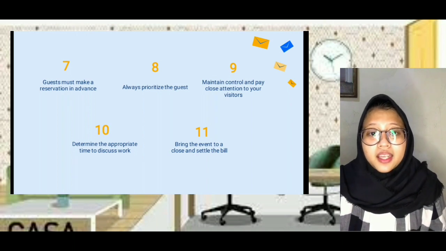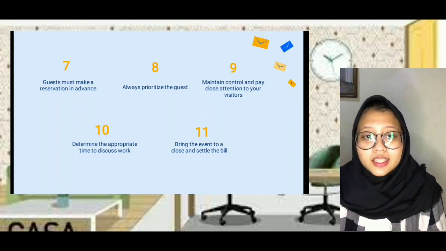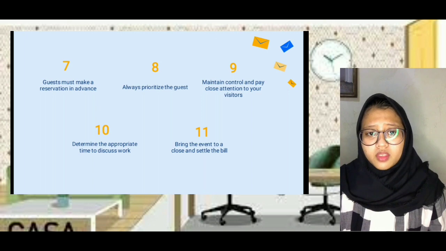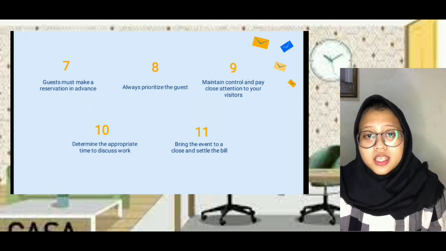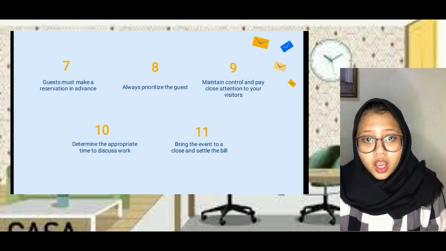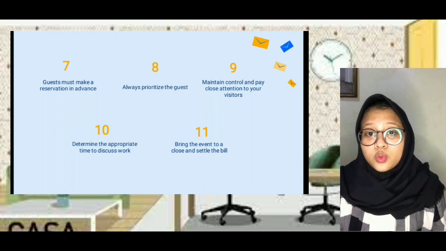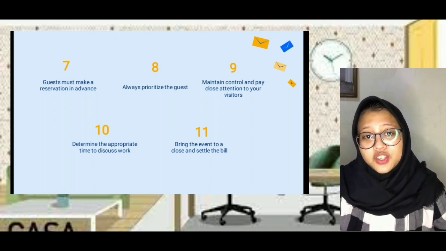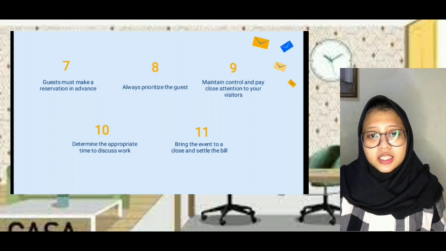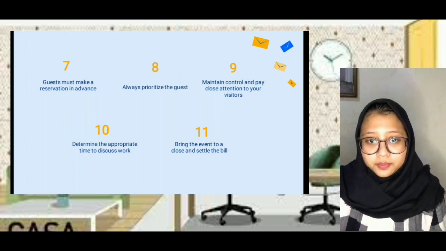10. Determine the appropriate time to discuss work. Don't get right into business in the first half hour or 10 minutes if you're inviting lunch. Instead, strike up a casual conversation about something else.